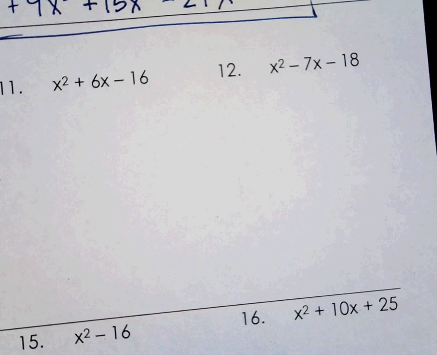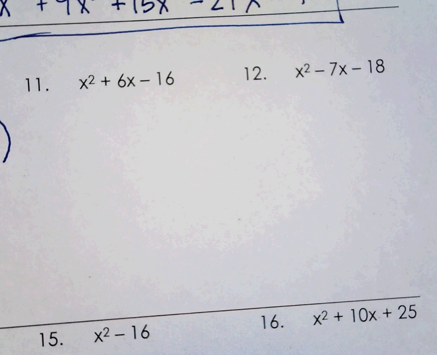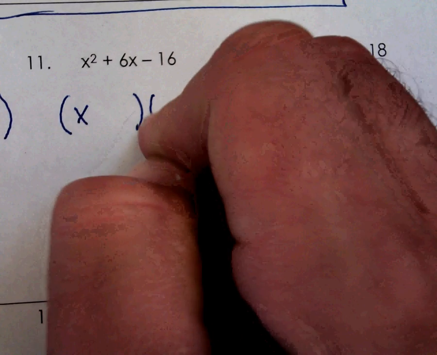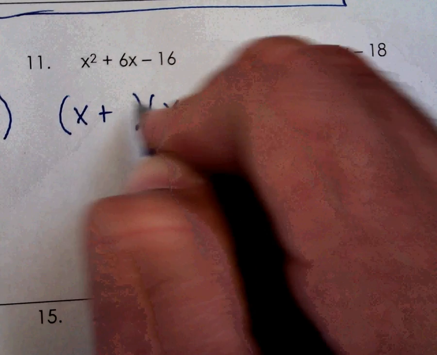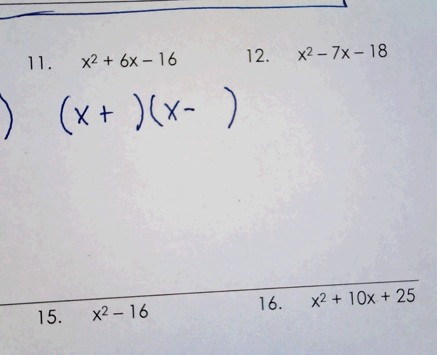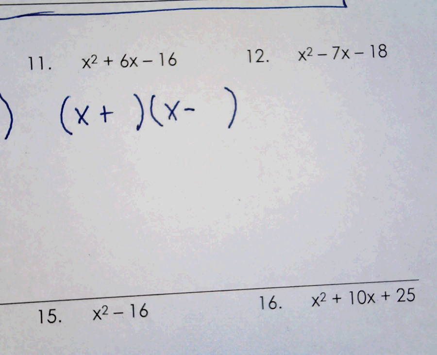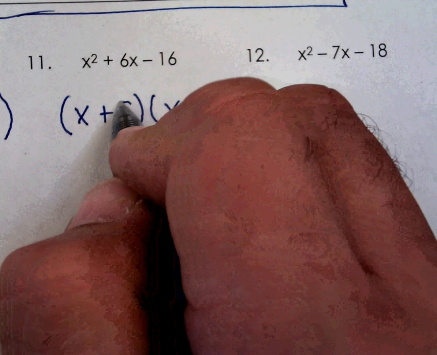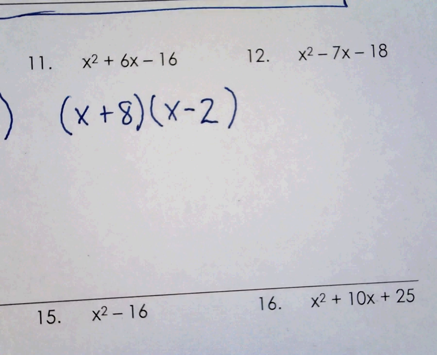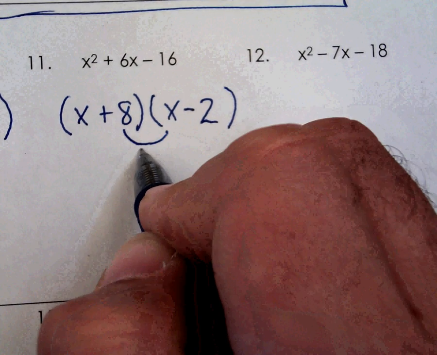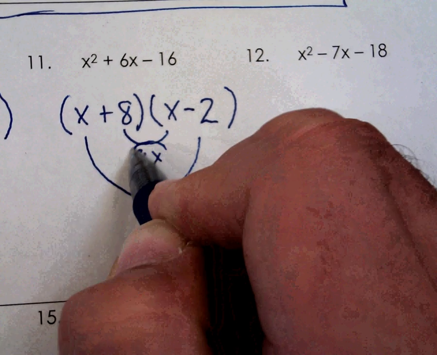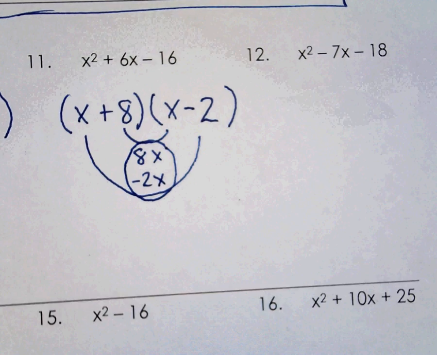11 and 12. Ready? Now we have a negative c term, a negative constant on the end. We're still going to have x times x, but we're definitely going to have a plus and a minus because these two numbers need to multiply to make negative 16, and they need to combine to make positive 6. I think it's going to be a positive 8 and a negative 2. We know they make negative 16 when multiplied. Check out the inside, 8x, and the outside, negative 2x. Combine like terms, voila. There's your 6x in the middle.